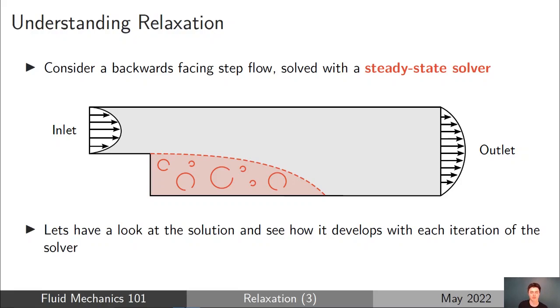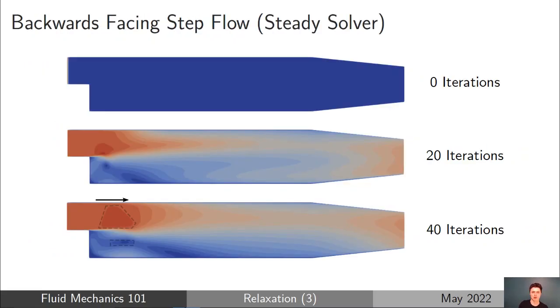And of course, to simulate this problem accurately, we would at least need to use an unsteady solver, and for a certain level of accuracy we might even need to use large eddy simulation. But for the observations here, I'm just going to be looking at the solution with a steady state solver and actually just looking at the solution and how it develops as we proceed iteration by iteration through the solver. And the observations are really useful, and they're going to help us to understand relaxation and how it works in CFD.